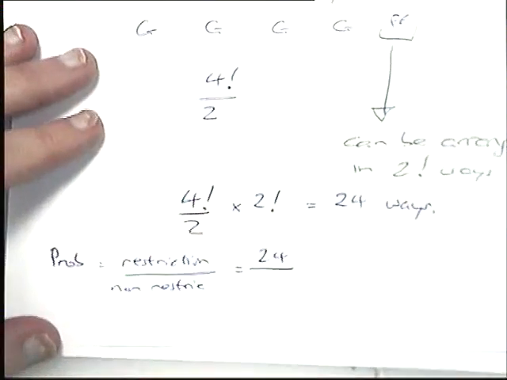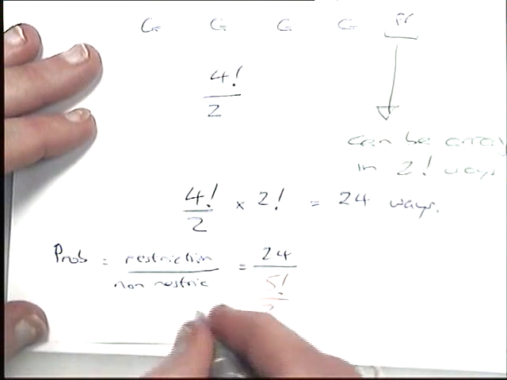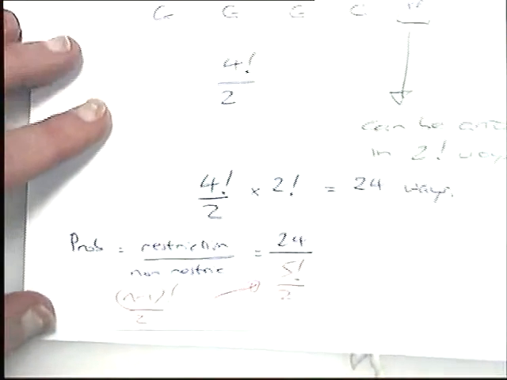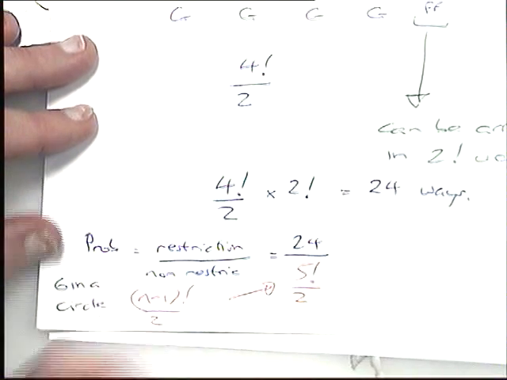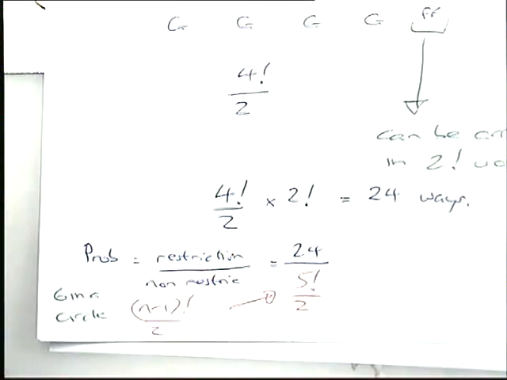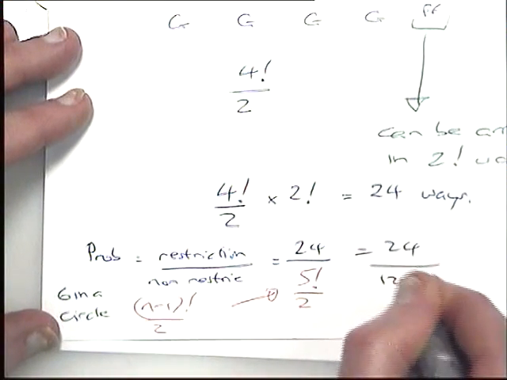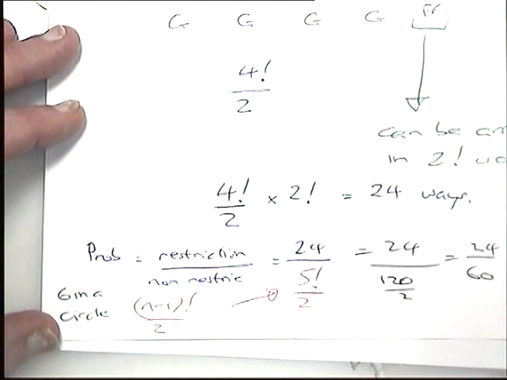So 5 factorial over 2. Okay, that is coming from the n minus 1 factorial over 2 thing. That bit there is for the 6 in a circle. And that is 120 divided by 2, so on the bottom, that is 60. So we get 24 over 60, 12 over 30, 6 over 15, 2 over 5.